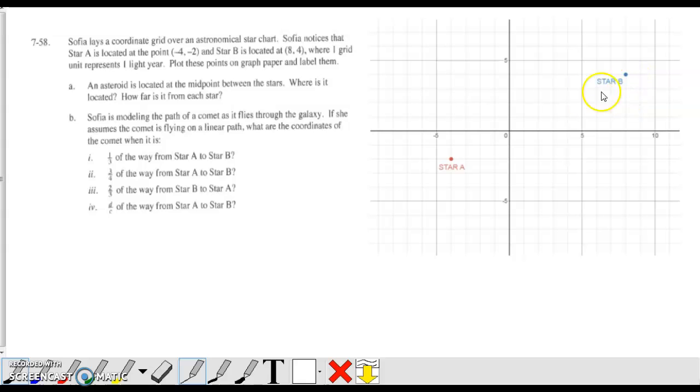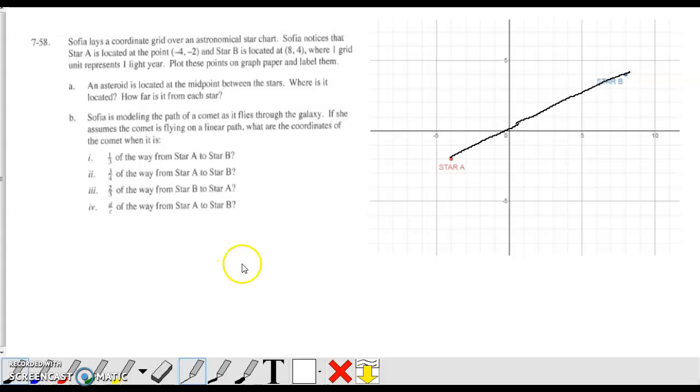And we are going to connect these together, so please use a ruler. I'm going to use the best of my ability to connect these points together. So we're going to go ahead and connect. And it looks like a pretty good line.